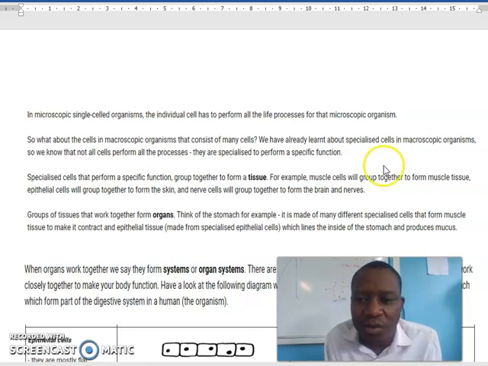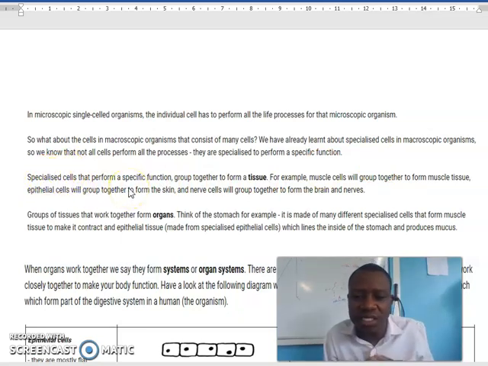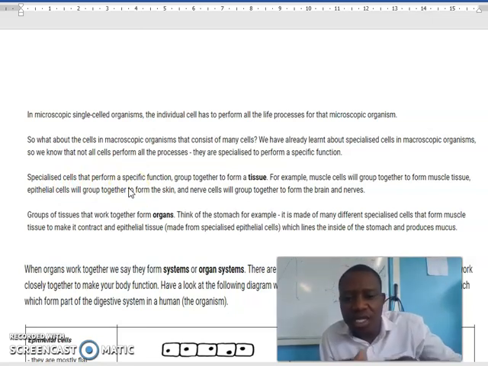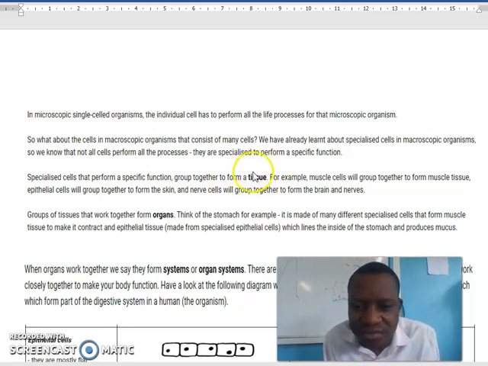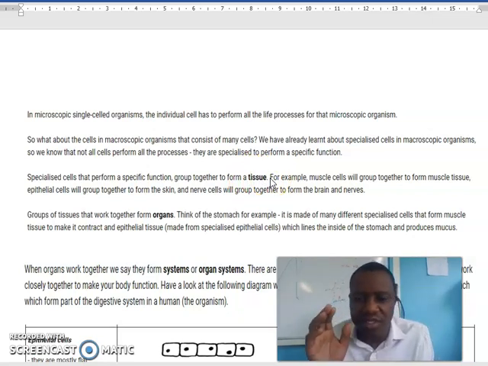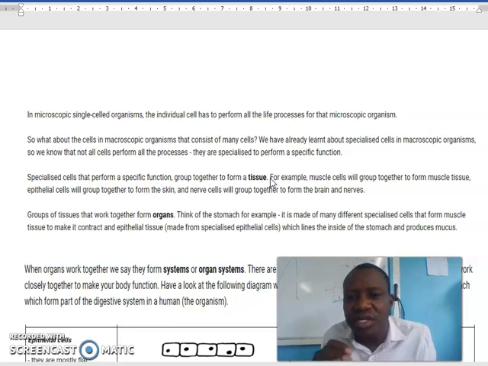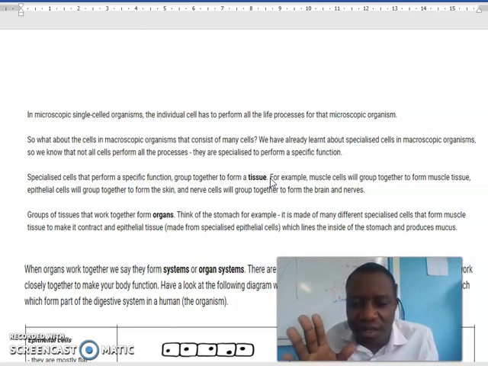Now, when a group of such cells which are specialized, with a particular function, which can execute a particular function, are grouped together, they form what we call the tissue. A tissue is a group of cells that have the same bodily function, which are specialized to perform the same function. You must know and remember four tissues, which are the muscle tissue, epithelial tissue, nerve tissue, and the blood, those four. You must also remember how the structure of these cells looks. I'm just going to show you shortly how they look.